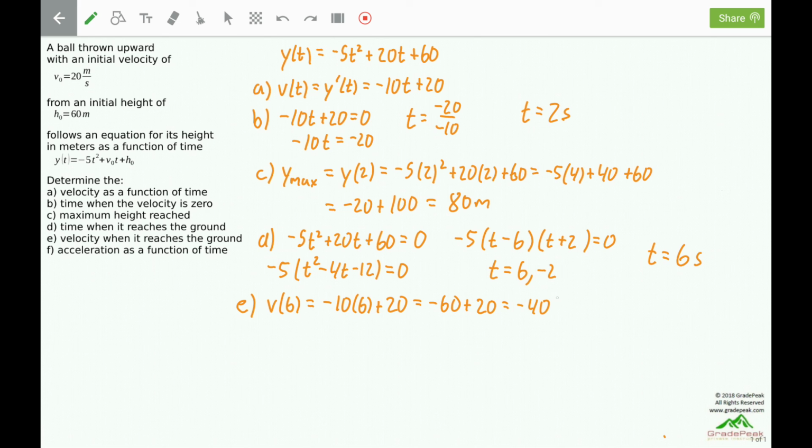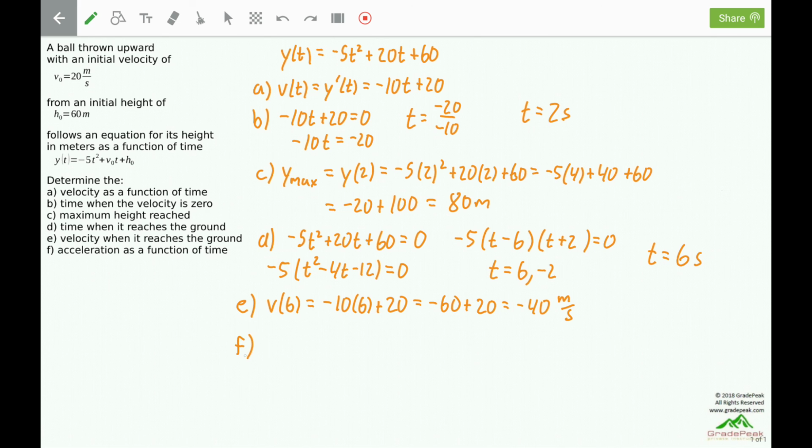And the units will be the distance units of meters per time, meters per second. The negative indicates that it's headed downward when it reaches the ground, which should be the case here.